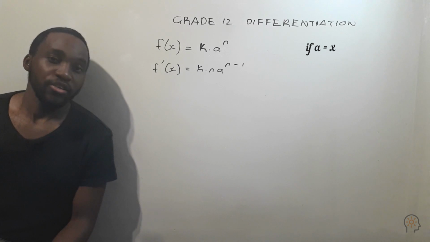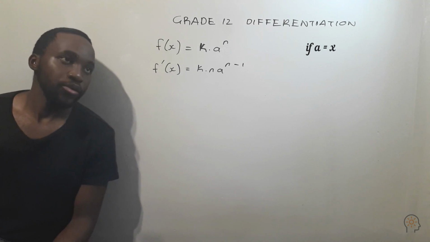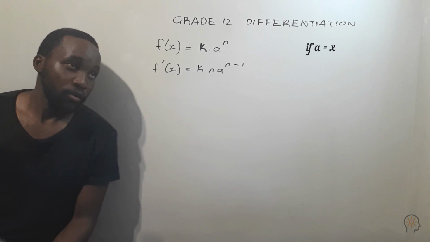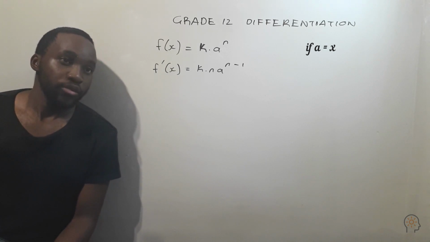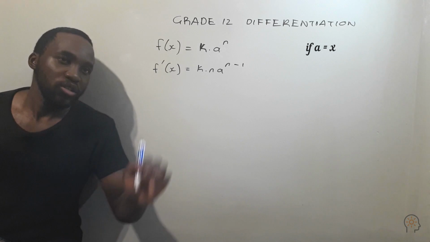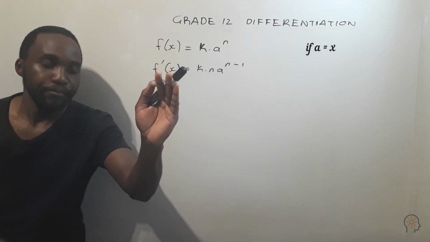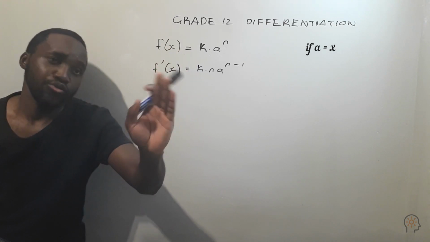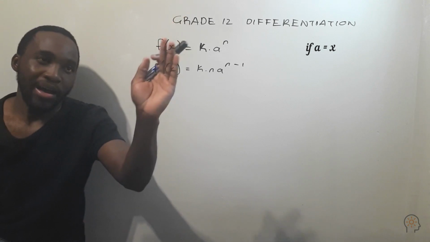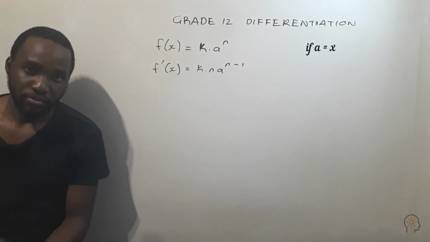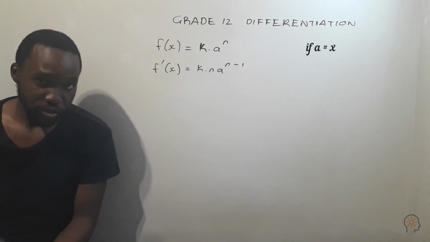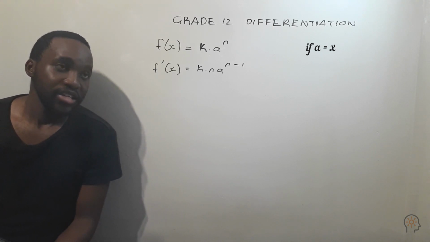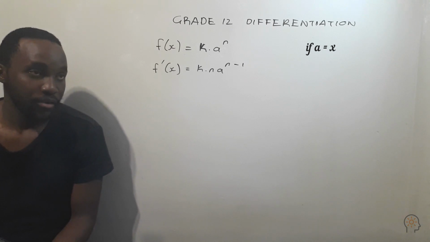So this is the second portion of us going through grade 12 differentiation. In the previous tutorial on differentiation, we were using y and y prime. So we're going to start making use of f of x and f prime, because in grade 12, those are the symbols you're going to use more often. So we already said that this is the main way to differentiate.